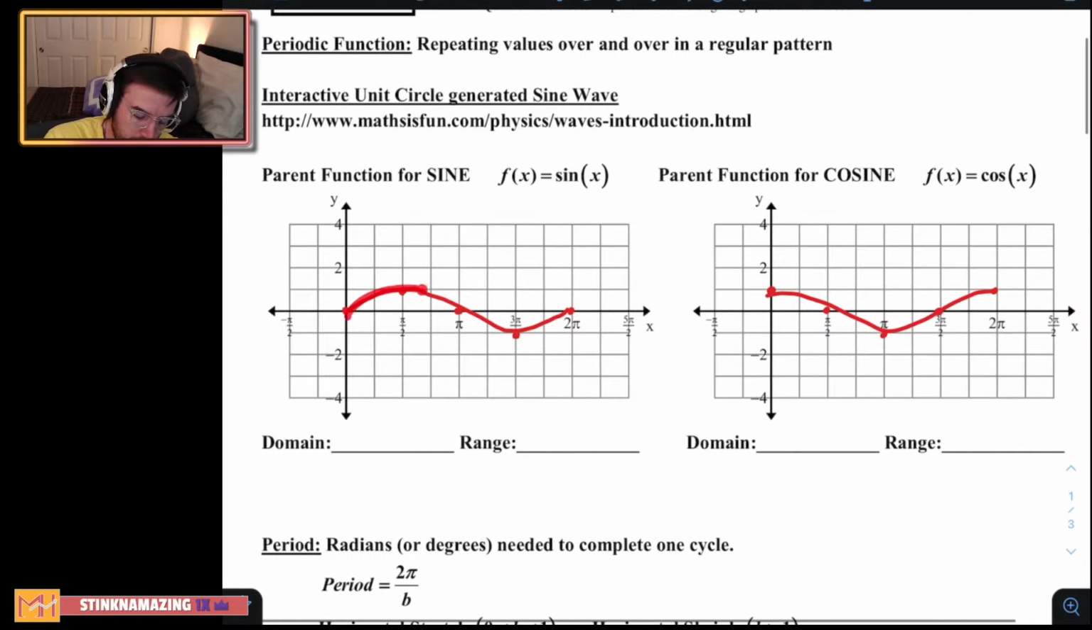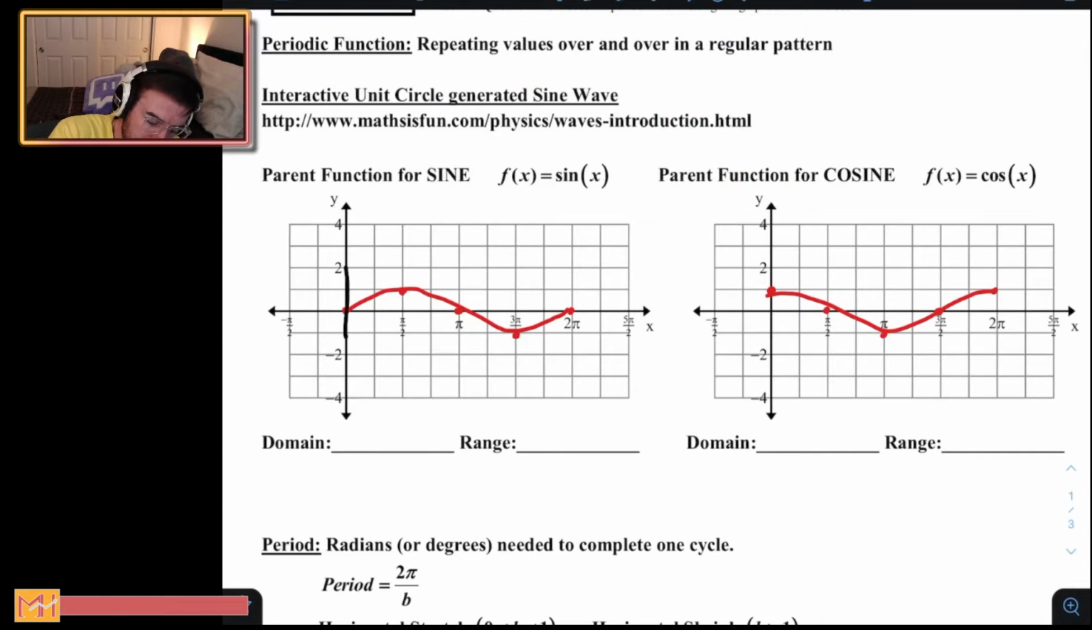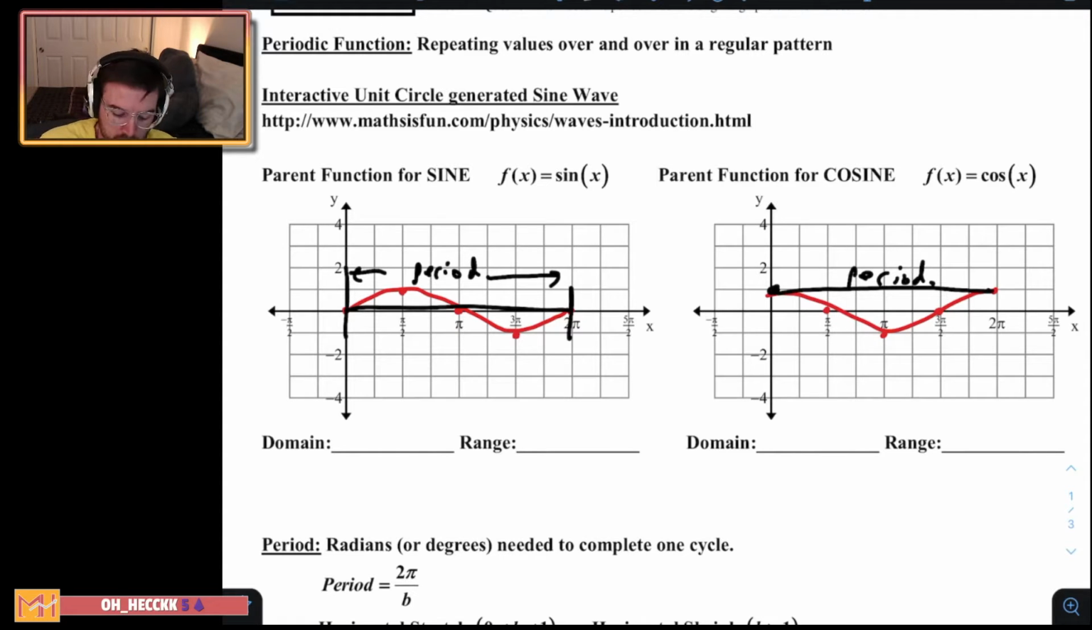So this piece here, from beginning to end, that is called a period, okay? The length of this, the length from 0 to 2 pi, that distance is called the period. The period for all of our functions that we've been graphing has been 2 pi. We've been stretching them or smushing them, but the fact of the matter is the length has been 2 pi.